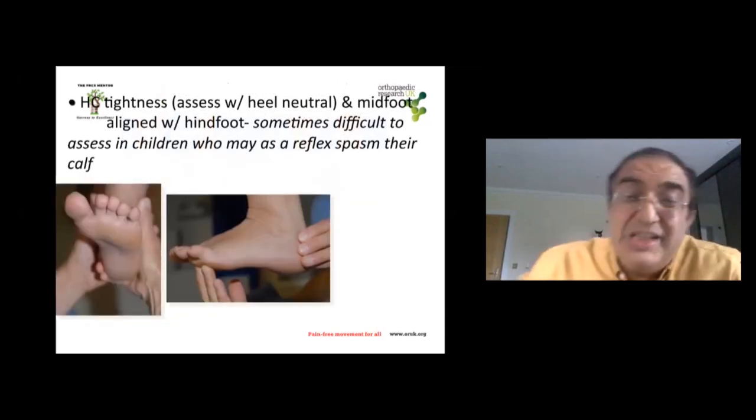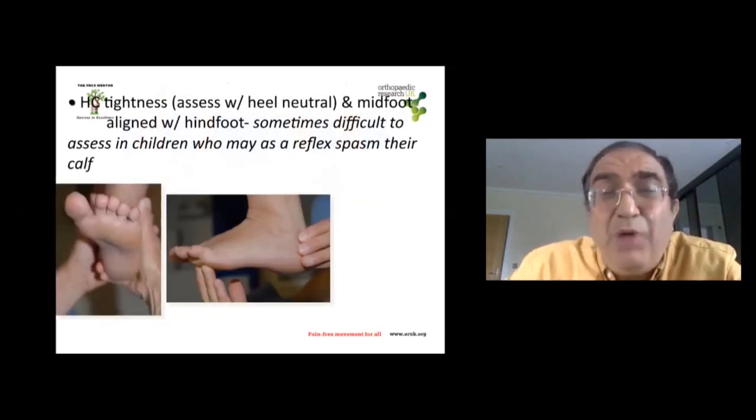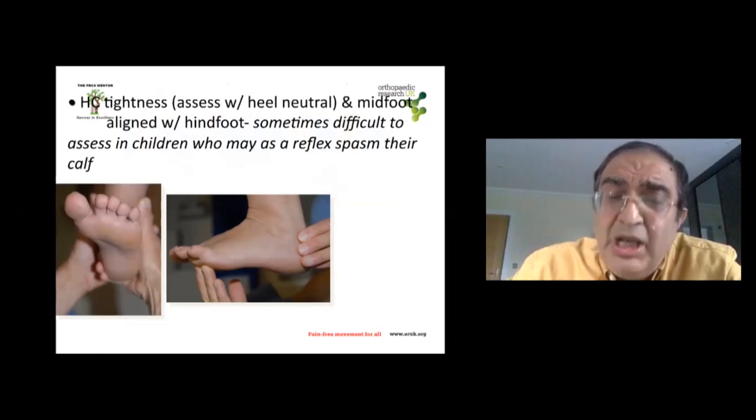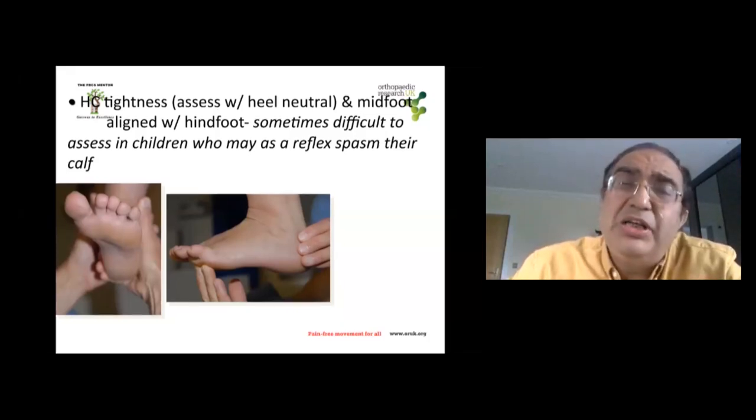So how do you assess for heel cord tightness? It's very important that when you have a physiological flat foot, to assess for tendo Achilles tightness, before you do the Silfverskiöld test, you need to correct the heel valgus and correct the forefoot supination. That's very important. Only then you should check for tendo Achilles tightness. Don't check the tendo Achilles tightness with the heel in valgus, because then the dorsiflexion may occur at the midfoot.